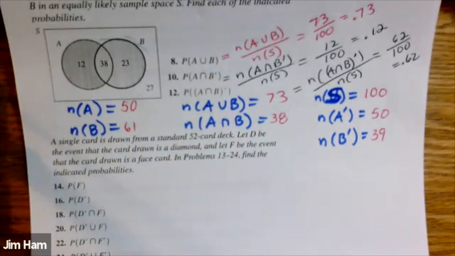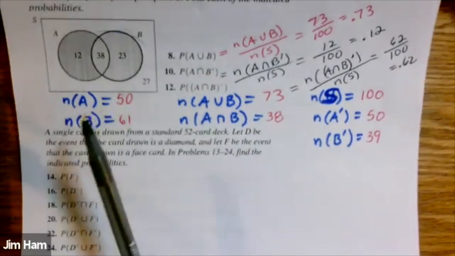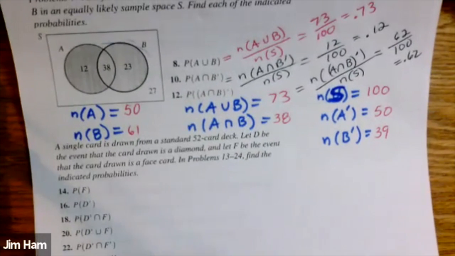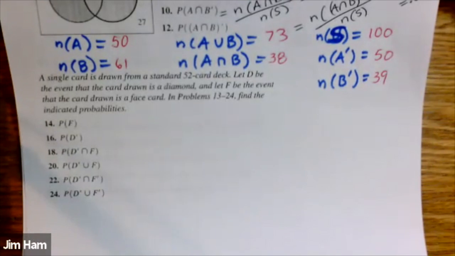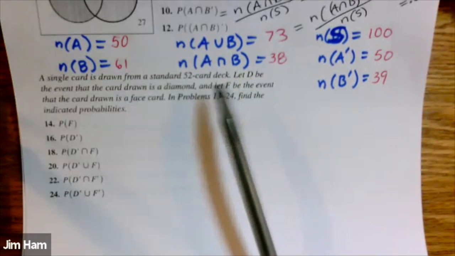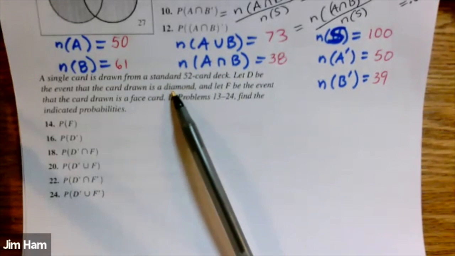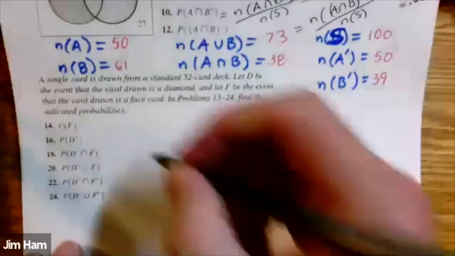All right, now if you can do this problem with Venn diagrams, then when you see something like this, you can try to convert it to a Venn diagram in this way. All right, so the 2 events we have here are D. D is the event in a 52 card deck that a diamond, D for diamond.